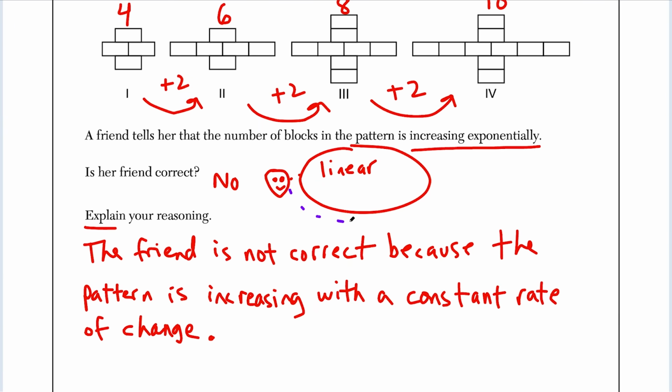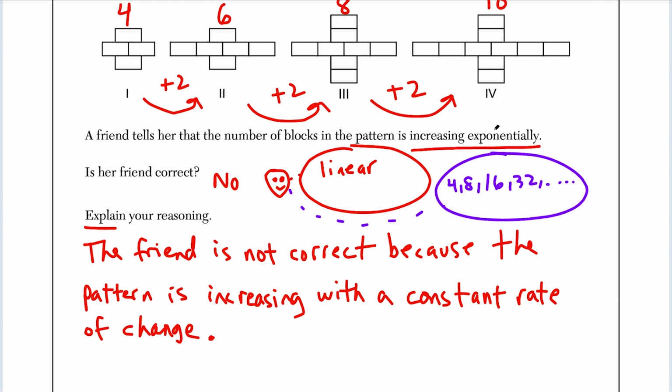Now, before we move on, what would it look like if it was increasing at an exponential rate? That would be if we started with something like 4, and then let's say each time it doubled. We would have 4, then 8, then 16, then 32, and so on like this. So if you multiply by the same number each time, that would be an exponential rate of change. But when you're adding the same number each time, that's linear. So the friend is not correct.